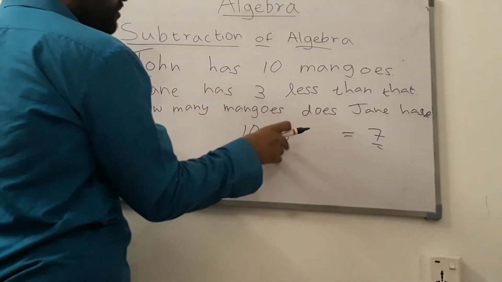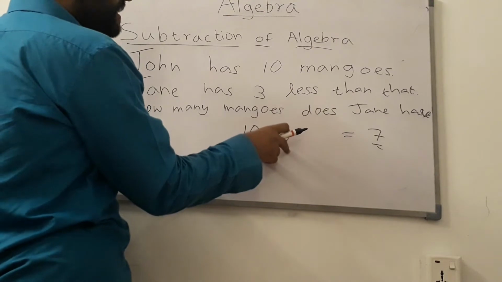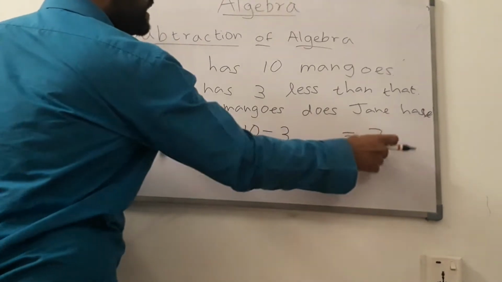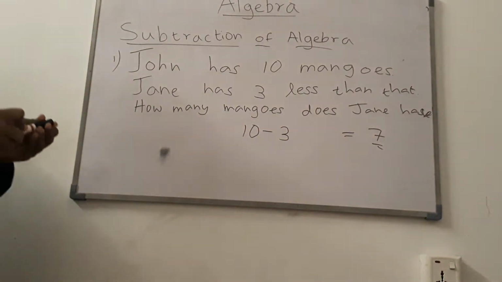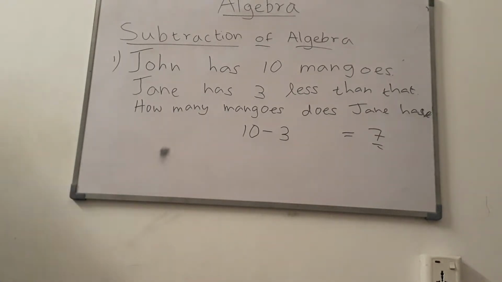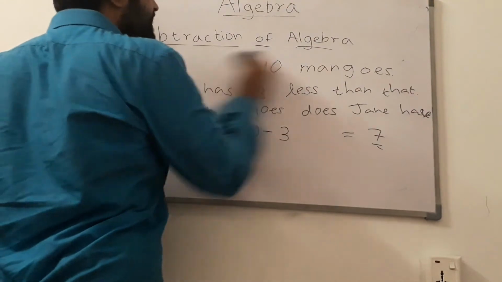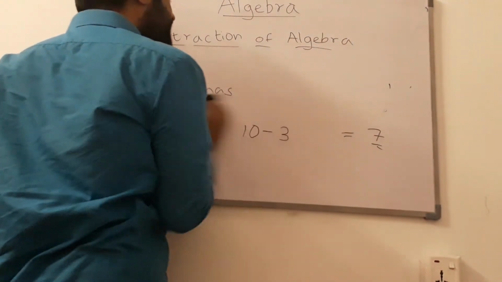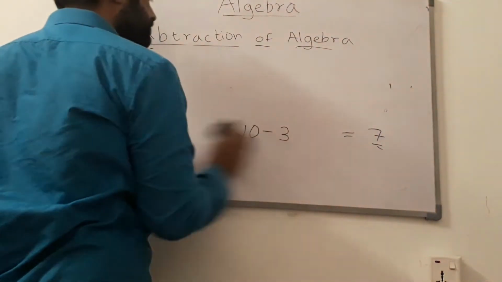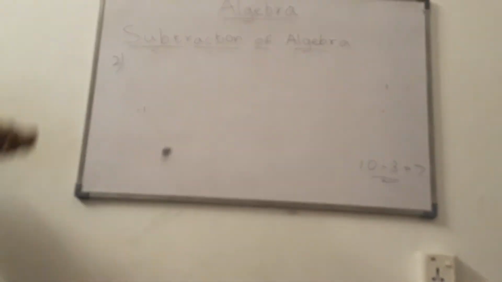Keep in mind that both terms are number terms, or numerical terms. Hence we can subtract without hesitation. Okay, next question. What if one of these terms is an algebraic term? 10 minus 3 equals 7. That is the answer for the first question. So the second question, or the next example.